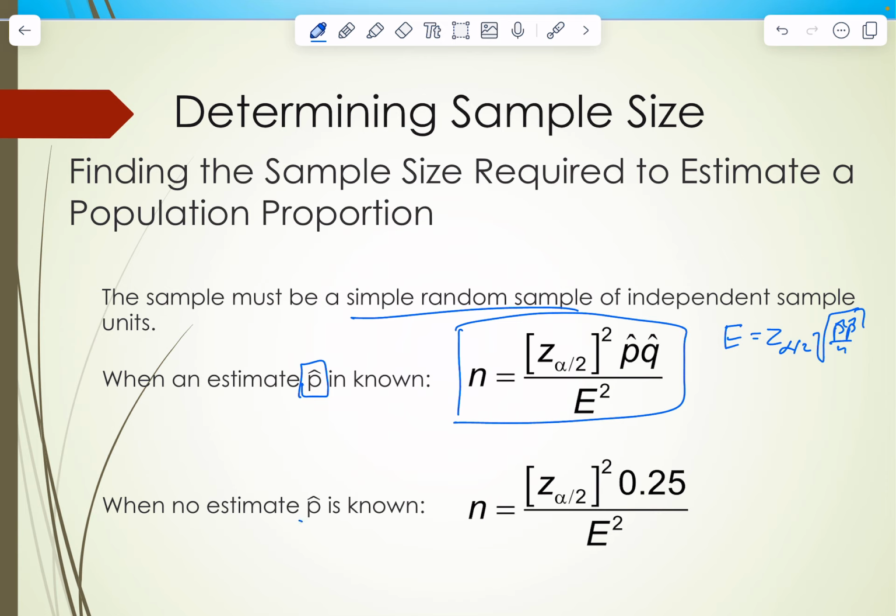When no estimate is known, then do this. As it turns out, this is a worst case scenario. It comes when p equals 1/2. That's when you don't know anything about the population. The best guess is just 1/2. If p hat is 1/2, q hat will also be 1/2. Multiply both of those together and you get 1/4, or 0.25.